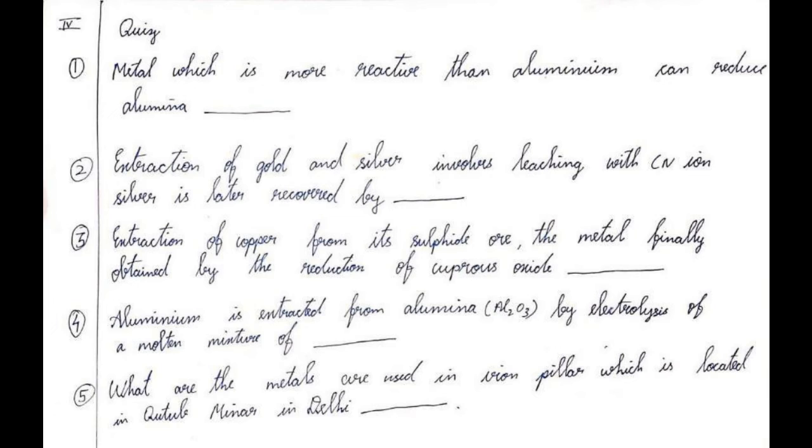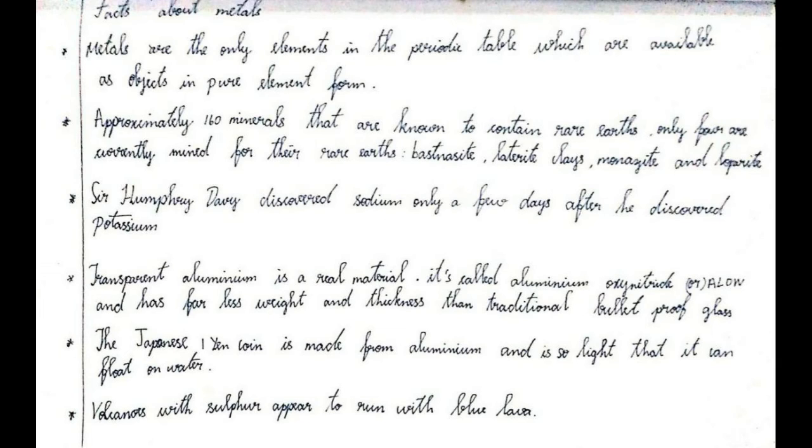Aluminium is extracted from alumina by electrolysis of a molten mixture of dash. What metal is used in the iron pillar which is located at Qutub Minar in Delhi? Dash.